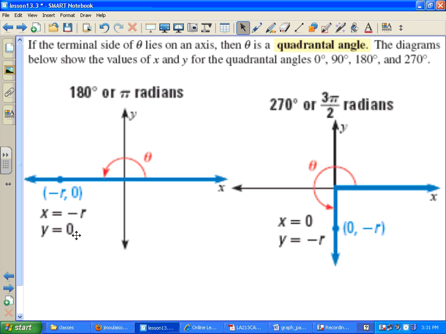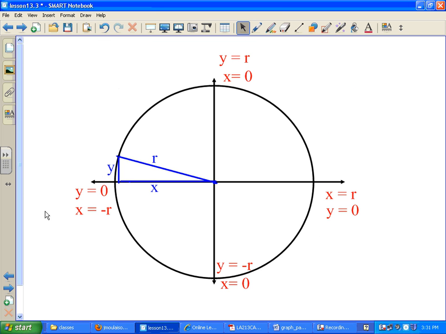we know that cosine is x over r, so x over r, well, since they're just opposites of each other, like for example, if r were 3, x would be negative 3, x over r would be negative 3 over 3, or negative 1. The cosine of 180 degrees is negative 1. Well, we know sine is y over r. Well, y is 0, so 0 over r would be 0. The sine of 180 degrees is 0. These 3 values will help me determine those 6 trig function values.